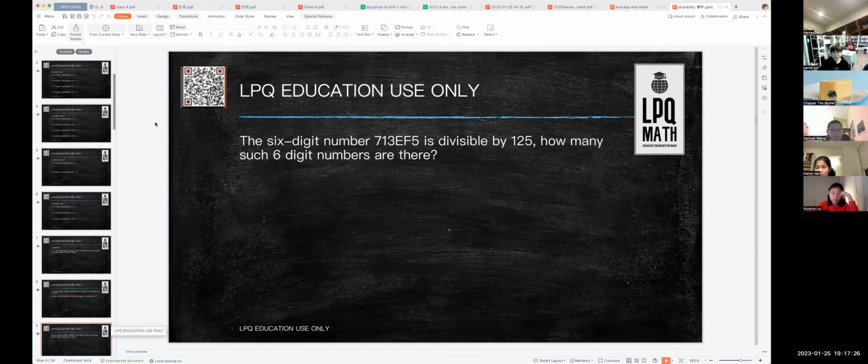Okay, so the six-digit number 713EF5 is divisible by 125. Think about it, I just told you, what is the divisibility rule for 125? How many such six-digit numbers are there? And please tell me what they are. Otherwise Sammy and Harvey will say oh, one and two, and then nothing more, right?